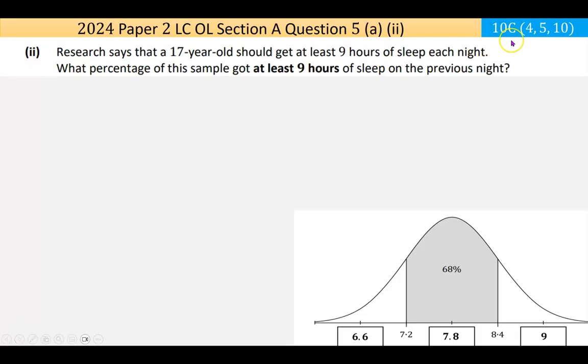Now, part 2 here is worth 10 marks, so a big chunk. Research says that a 17-year-old should get at least 9 hours of sleep each night. What percentage of this sample got at least 9 hours of sleep on the previous night?